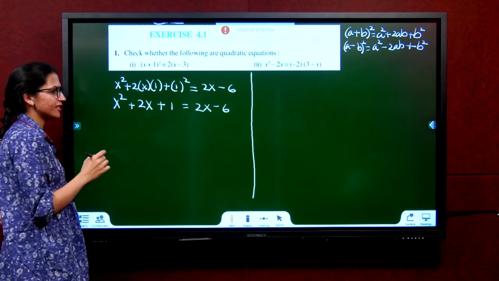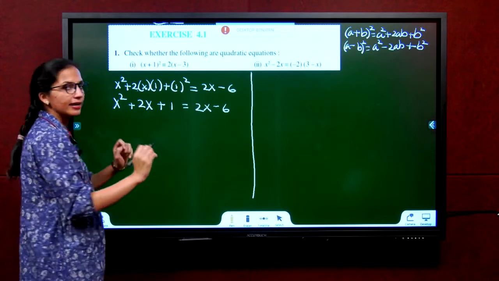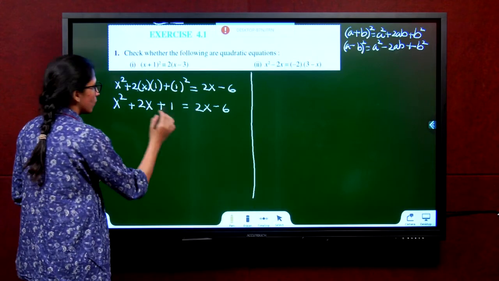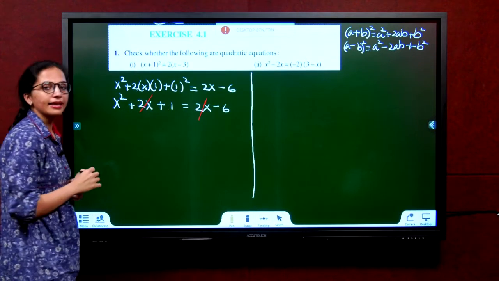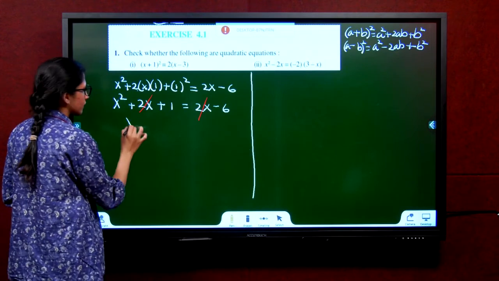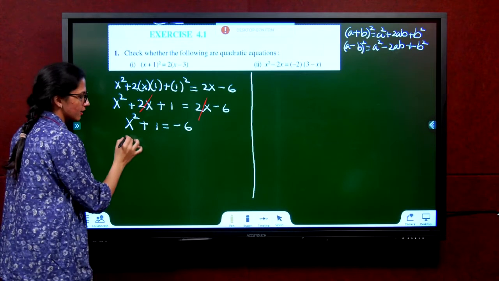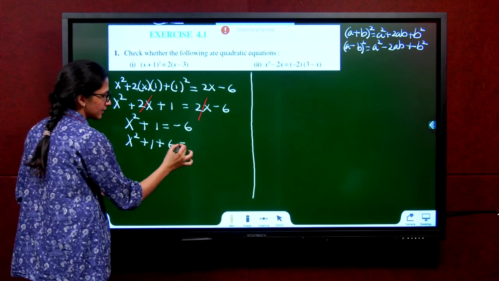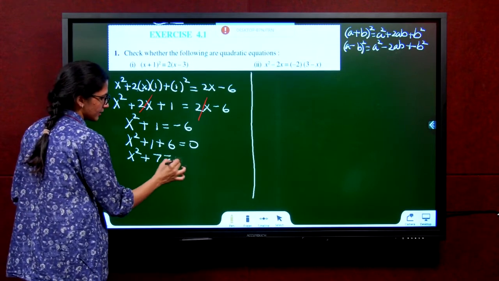We learnt in the previous section, if you have the same terms on the left hand side and the right hand side, we are allowed to cancel it. As you can see, here we have plus 2x and plus 2x. They are the same terms. I cancel it. So now what are we left with? X square plus 1 is equal to minus 6. Bring the minus 6 to this side. It will become plus 6 is equal to 0. X square plus 7 is 0.